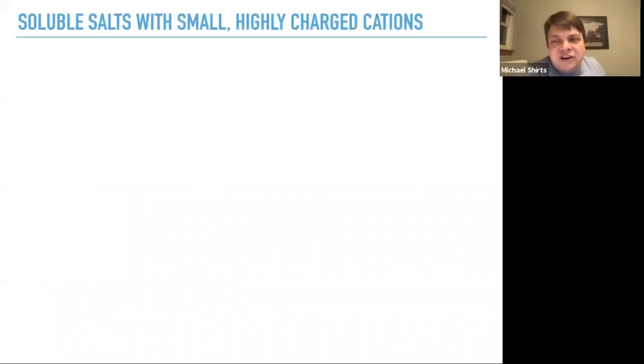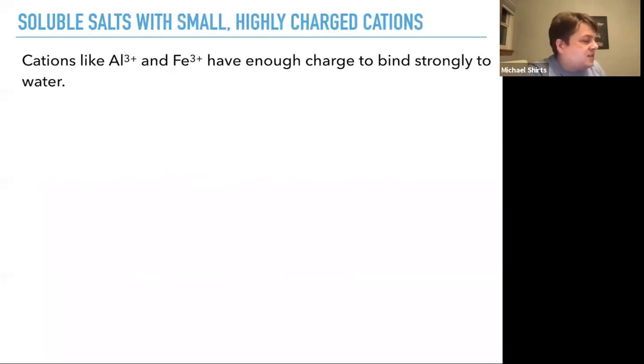So there's one other additional time when you can have an acidic salt: soluble salts with small, highly charged cations. Cations like aluminum 3+ and iron 3+ have enough charge to bind strongly to water molecules. They're small and they have a very large charge, so the water molecules can get pretty close and are strongly attracted by charge-dipole interactions.